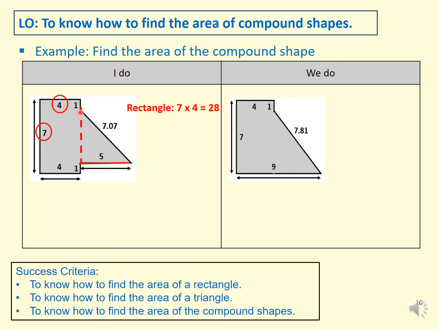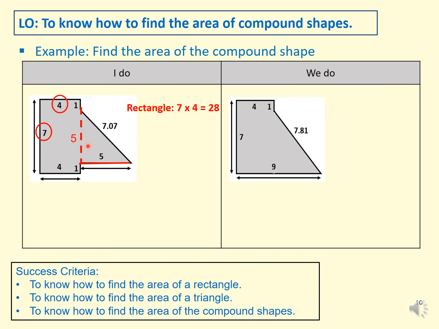If you look carefully, you can see the whole side of the rectangle was 7, but I have 1 in here and 1 in here. So if I take those two ones out, so 7 take away 2, I'm left with this side in here. So 7 take away 2 is 5.